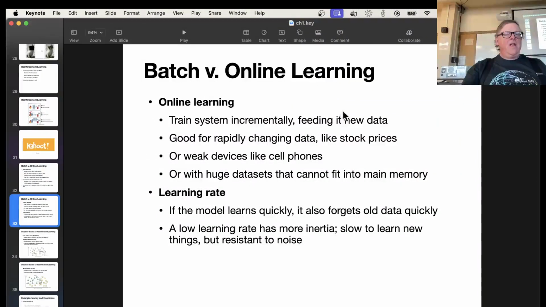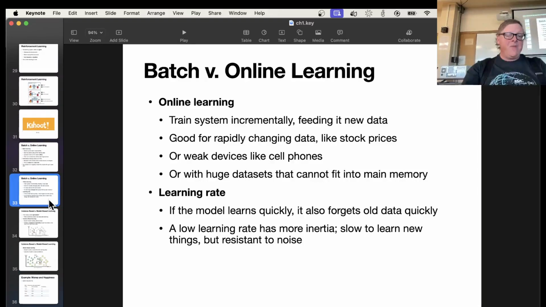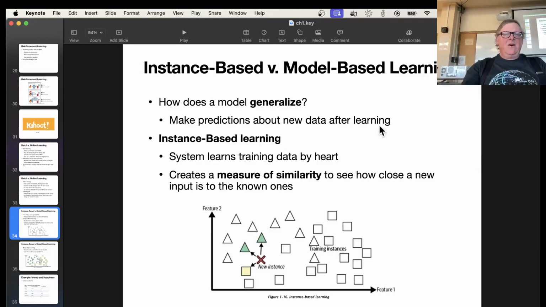Then there's online learning, where you just keep feeding it new, fresh data all the time, so it can learn from rapidly changing data. If it learns quickly, then it will forget the old data quickly. So it will be like trendy, always doing the new thing but not remembering the old thing. A low learning rate has more inertia, so it'll be more stable but less quick to respond to new things. Those are your choices.